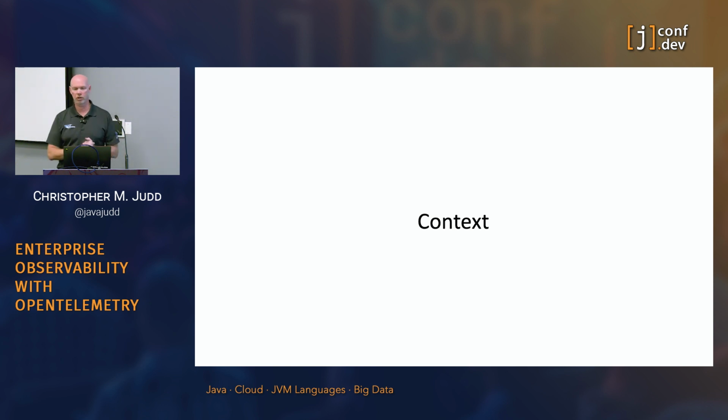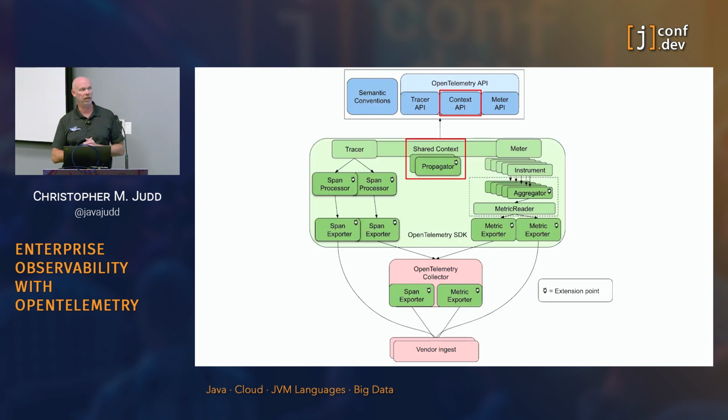But your great question about correlation ID leads right into, so thanks for the segue, context. So context is really important. How are these things related? And so that is a part of the context API and the shared context, which is used by both tracing and metrics and eventually logging.